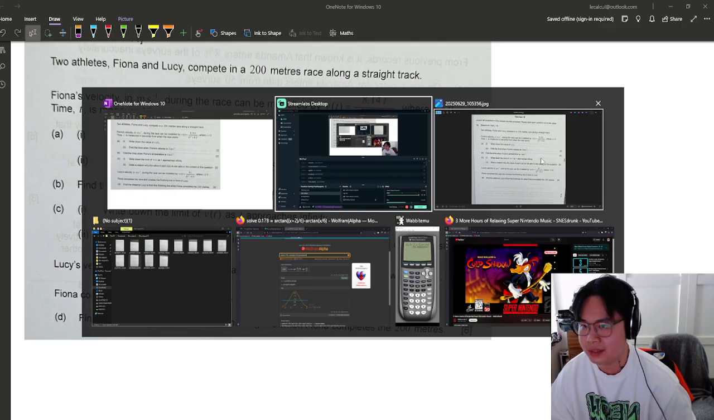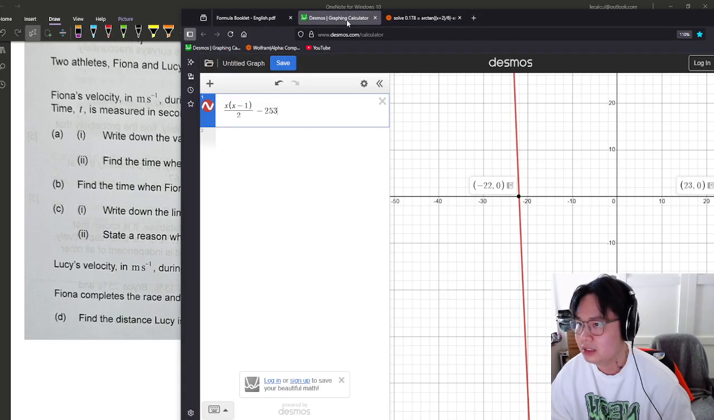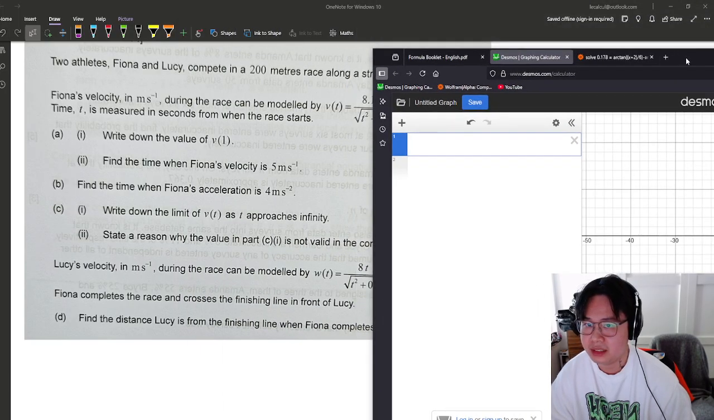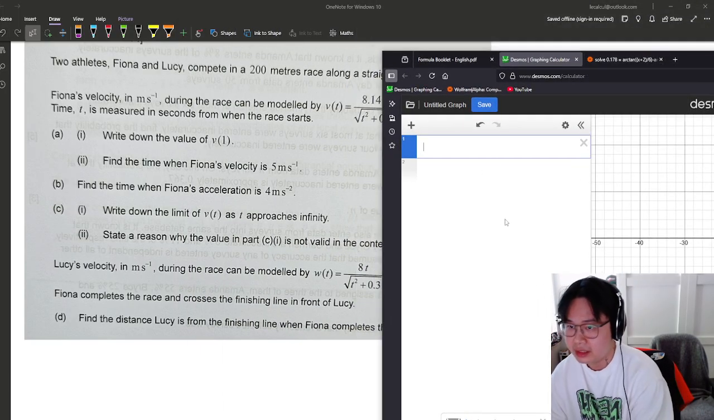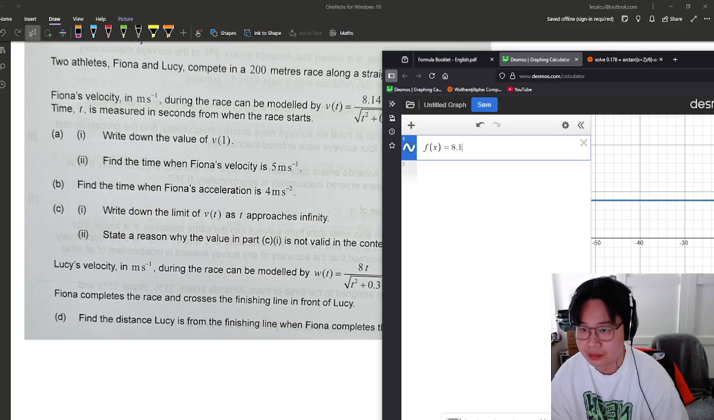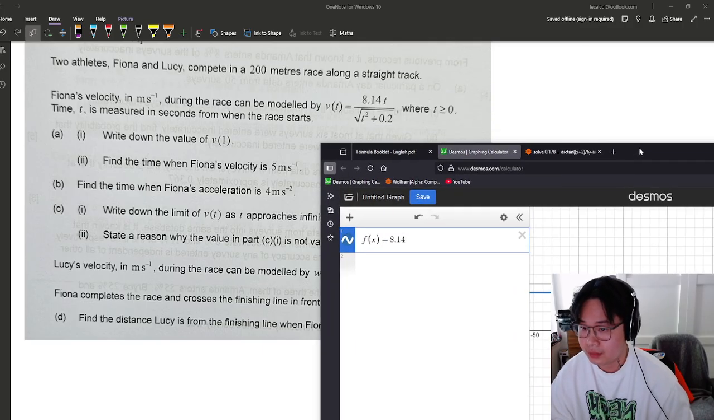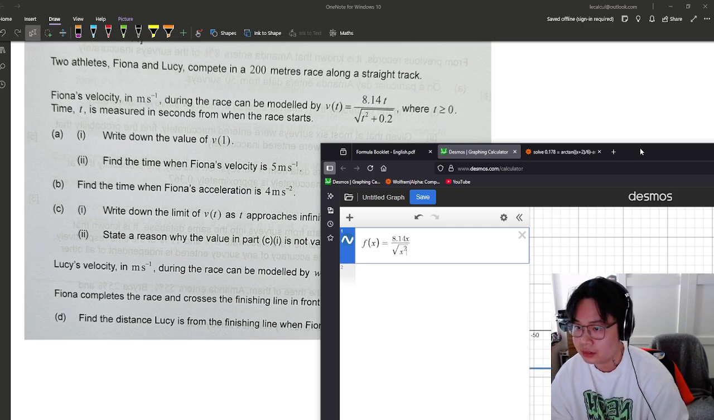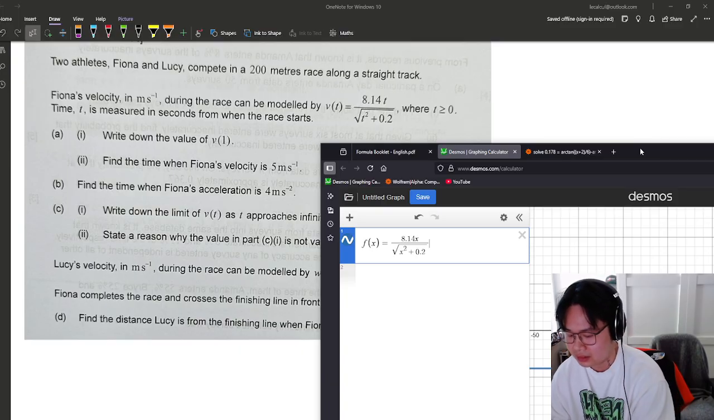You can do all of this with your graphing display calculator. So first, I'm going to type in the function. So f of x, which is v of t in the question, is 8.14 x over square root x squared plus 0.2, where t is greater than 0, so I guess I can just specify where x is greater than or equal to 0.